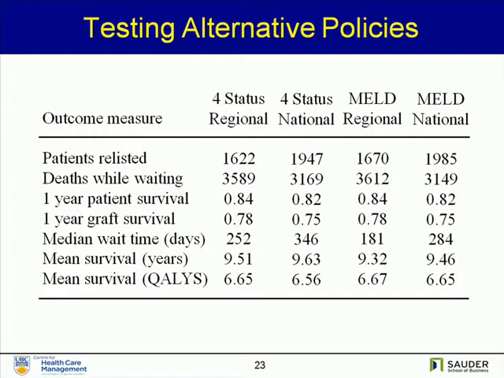So here's where we take our model and we test alternative policies. At the time, UNOS was using this 4-status policy, status 1 being most urgent, down to status 4 being the least urgent. And so we compared the 4-status regional policy, which is what was in place at the time, to a 4-status national policy. Like I was mentioning earlier, the idea of forgetting about this local preference and just offering it to whoever in the U.S. ranks highest on this wait list. And then, since they were starting to implement the idea of the MELD score at that time, we could look at those policies as well.